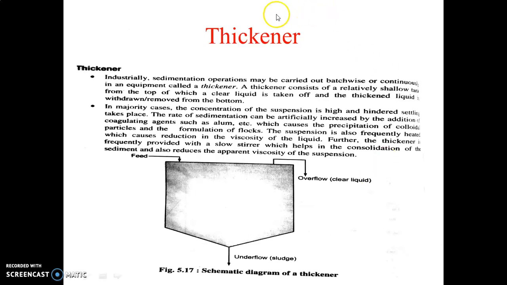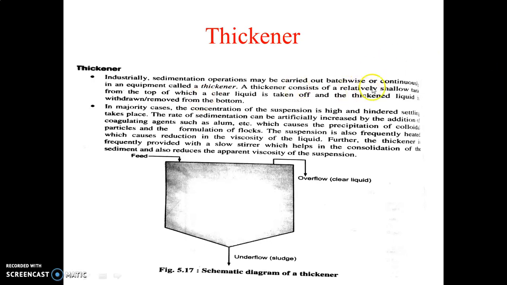Now we will move to the equipment called a thickener. What is meant by thickener? In industry, the sedimentation operation may be carried out batchwise or continuously in an equipment which is called a thickener.